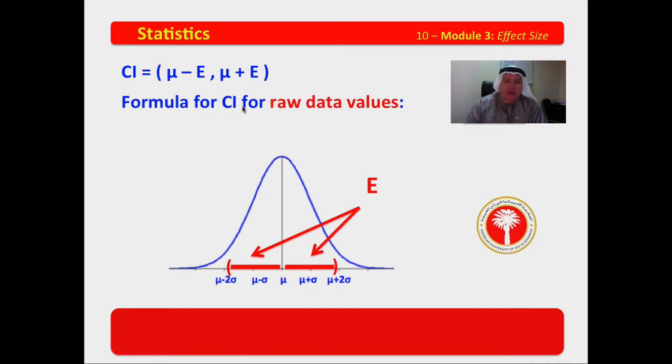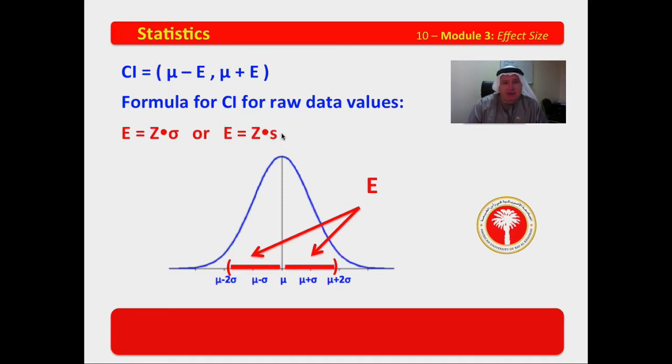Now, a formula for defining the confidence interval for raw data values is really easy. The effect size is just the z-score times the standard deviation. So if you want 95% confidence, your z-score is going to be 1.96 times your standard deviation, and that will give you your effect size. If your standard deviation is 3, it would be 1.96 times 3. Okay, now this is the z times the sigma of the population. The confidence interval for raw data for a sample is z times s.